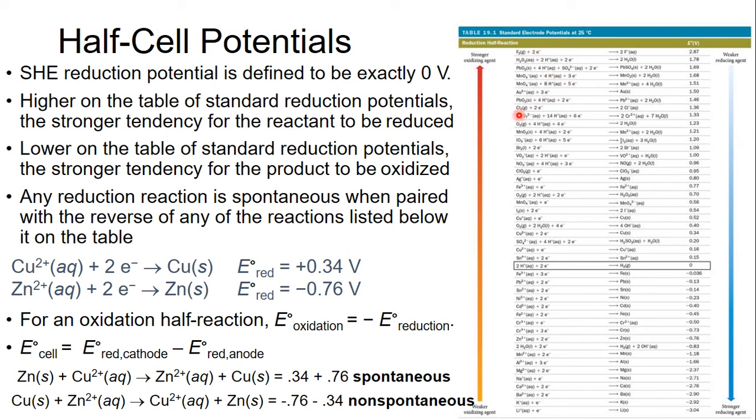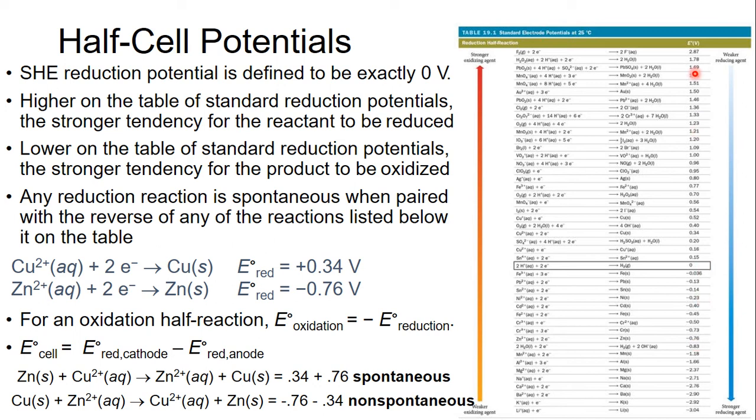So here we have a bunch of elements, a bunch of half cells, and they're all being reduced. That is, all of these elements are being reduced. And we have a value next to them to tell us how much they want to be reduced. So things that have a positive value really want to gain electrons. Things that have a negative value really want to lose electrons.